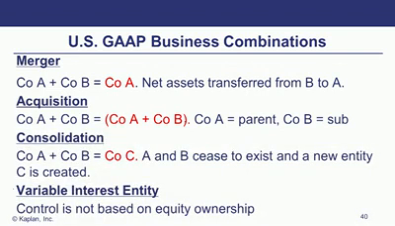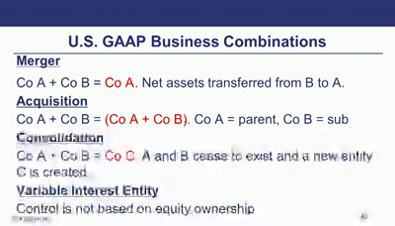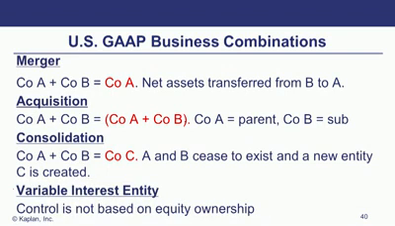Now let's look at a consolidation. Now I typically think of these as mergers. You've got two companies coming together to form a new company. So company A and company B come together to form company C. Now notice company A and B cease to exist and a new company C is created. Typically, therefore, the shares in company C will be held by the original shareholders of company A and company B.